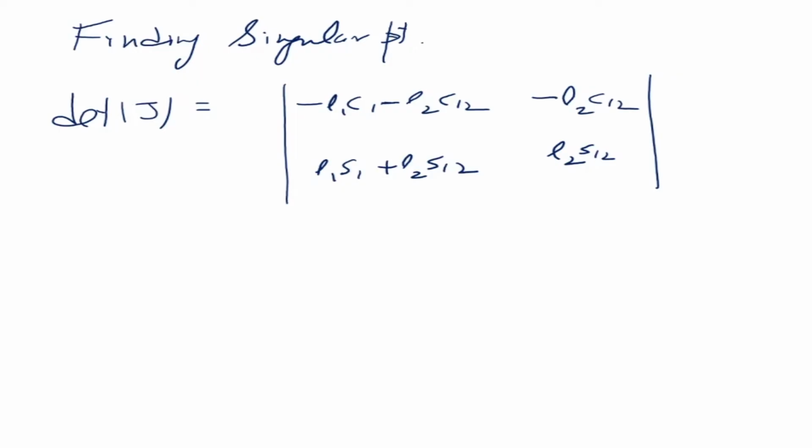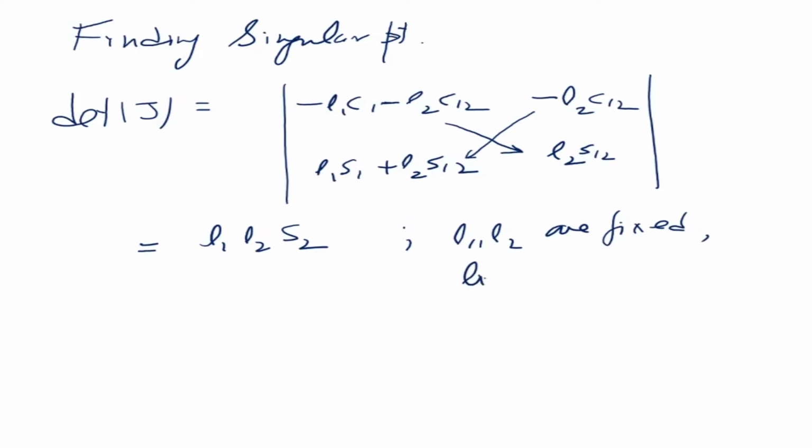Now if you find the determinant of this, it means multiply this into this minus that into that. What is surprising is that what it will come out is L1 L2 sin 2. What happens is theta 1 gets cancelled out. So it is very interesting to note that this determinant of J depends only on L1, L2 and sin theta 2. Now L1 L2 are fixed because they are link lengths, so they cannot change. So the variable is theta 2.